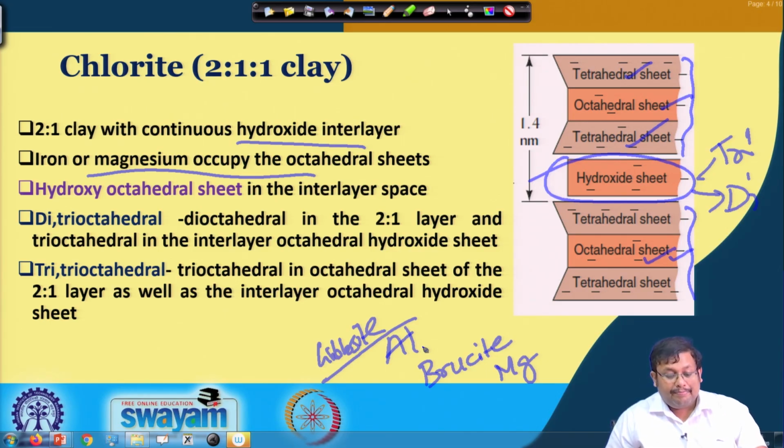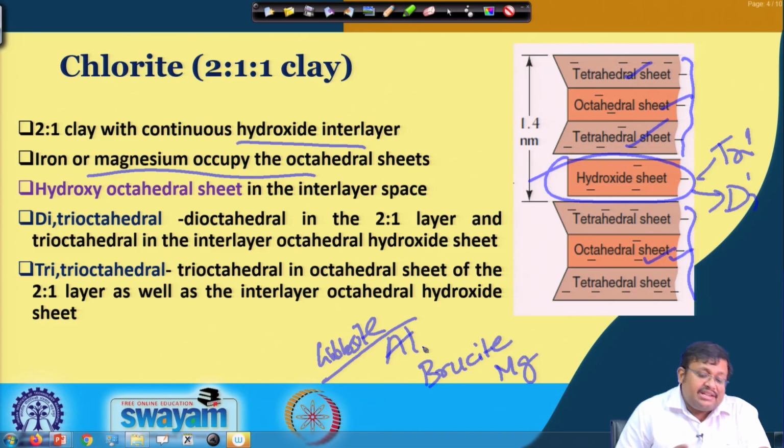chlorite clay mineral. Now, there is another condition called trioctahedral. So, dioctahedral in the 2:1 type of layer and trioctahedral in the interlayer octahedral hydroxide sheet. In this condition, it will be called a dioctahedral chlorite. Another condition is trioctahedral chlorite. That means trioctahedral in the octahedral sheet of the 2:1 layer as well as the interlayer octahedral hydroxide sheet. So, both the hydroxide sheet as well as the octahedral layer will be dominated by magnesium in the case of trioctahedral.